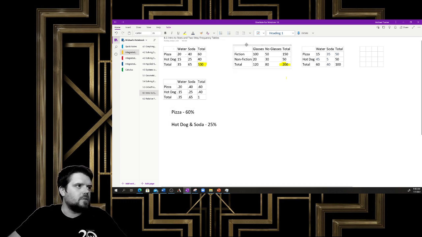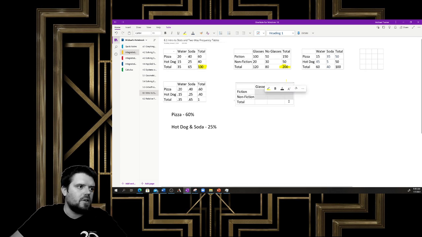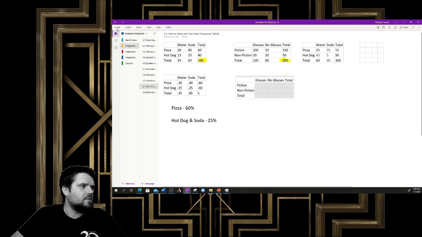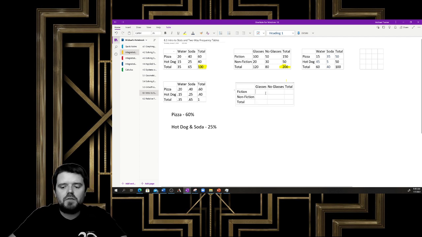In example 2, now here I have a total of 200, so it makes it slightly harder, but not by much. I'm simply taking each of these values and dividing it by 200 instead of 100. So that will take a little bit of work on our part. You can use a calculator if you need to. On the top left there, glasses and fiction, 100 divided by 200, whether I'm using a calculator or doing it by hand, that would give me 50%, or 0.50. 50 divided by 200, that's 0.25.